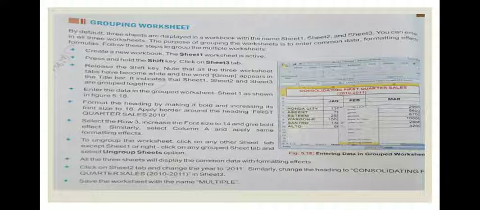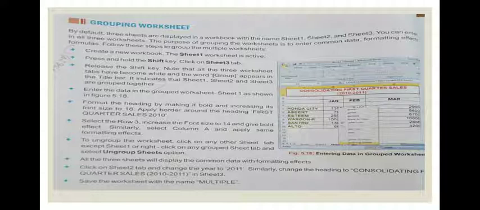Format the heading by making it bold. Increase its font size to 18. Apply border around the heading, First Quarter Cars 2010. Select the row 3. Increase the font size to 14 and give bold effect. Similarly, select column A and apply same formatting effects.